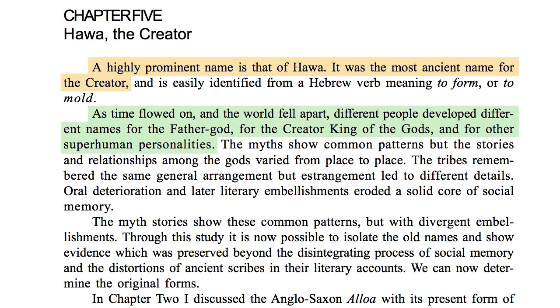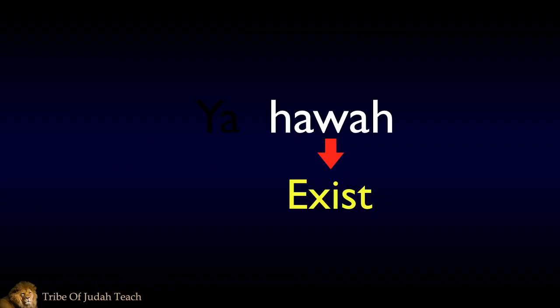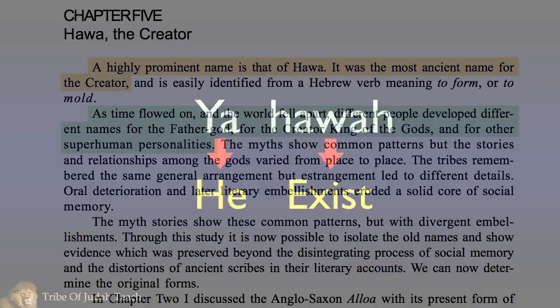So although different names have popped up throughout history, the most ancient name for the Most High is Hawa. The prefix Yah goes in front because when we speak of him, we say he exists. Yahweh. That is his name.